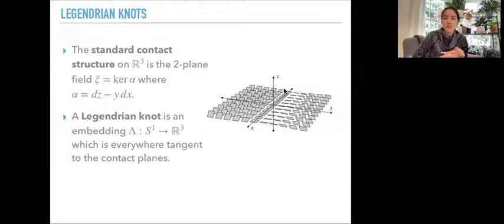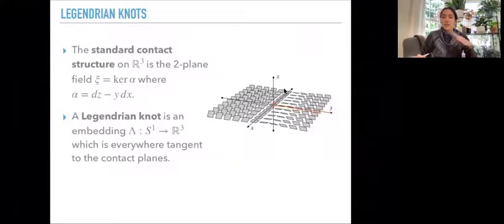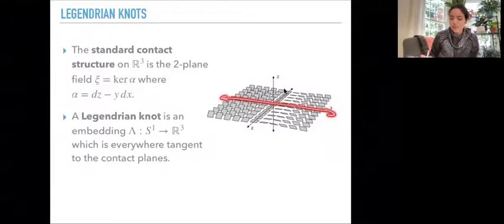The standard contact structure on R3 is just the two-plane field that's given as the kernel of a one form, in particular, the one form dz minus y dx. You can see it right here. Notice that as we go out from the origin in the positive y direction, the contact planes are rotating up toward the vertical. And if you go out along the negative y-axis, they're rotating down toward the vertical. And if you notice any parallel copy to the y-axis in the xy plane, the planes look exactly the same.